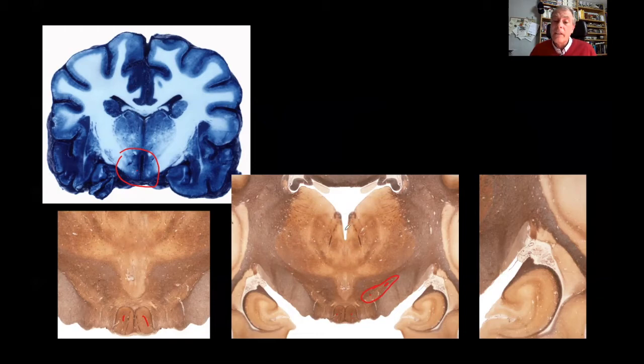As we are in the caudal portion of the third ventricle, we identify here the habenula and the fasciculus retroflexus, which connects the habenula with the interpeduncular nucleus of the mesencephalon.